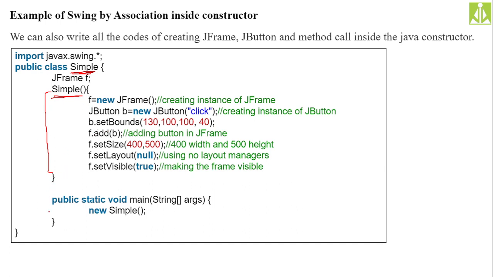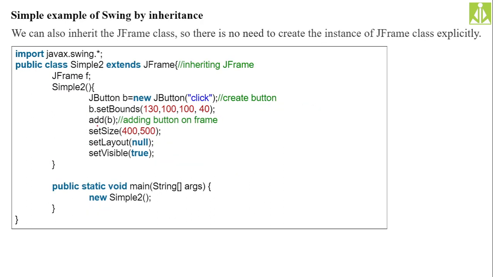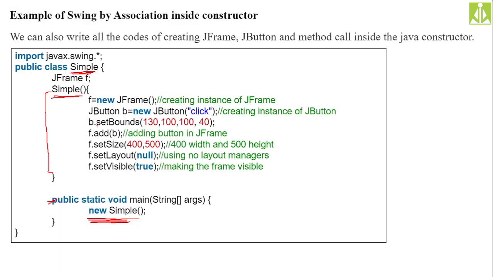And inside main, I'm simply calling that constructor, not even creating an object reference. New of simple will allocate the memory to that simple object, and it will invoke that simple constructor. So inside that constructor everything is happening, and you will get the same output we have seen over here.